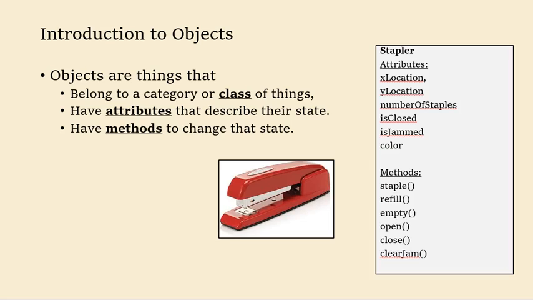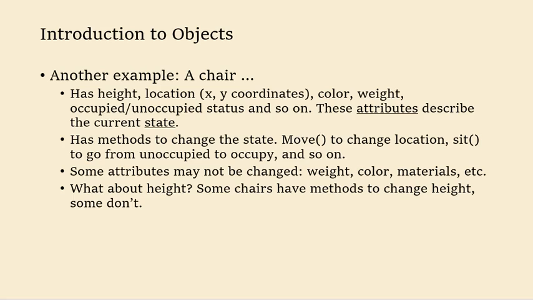And that's how all objects are. They belong to a class of things. They have attributes that describe their state. They have methods to change their state. So we're going to use those words a lot in this camp: class, attributes, and methods. And that's where those terms come from. They come from real-world objects. We're going to apply those to software objects.